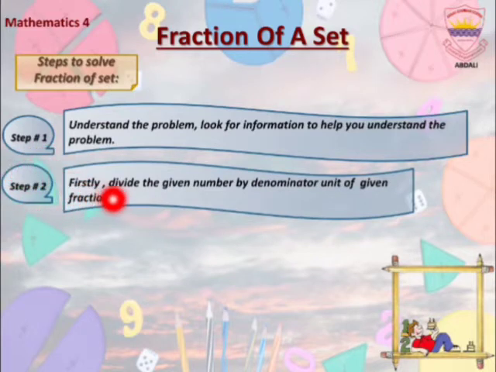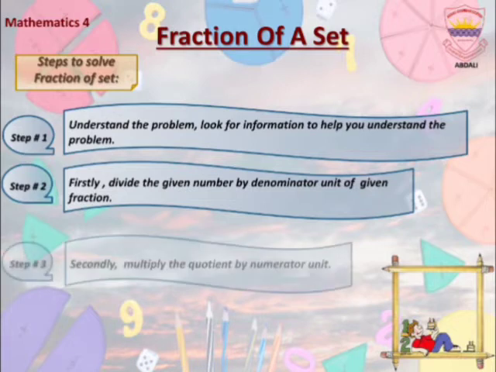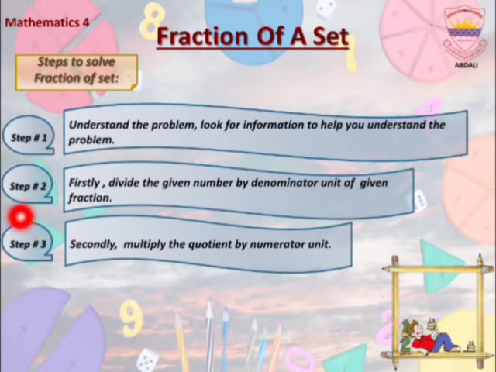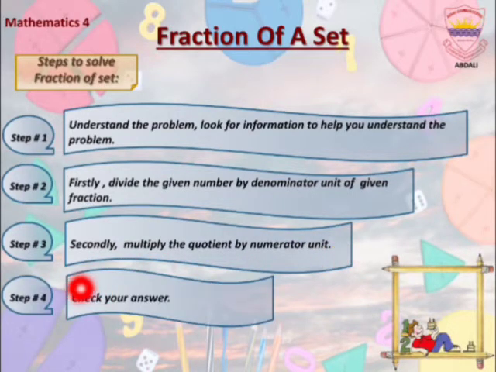Our second step is firstly divide the given number by denominator unit of given fraction. Step 3 is secondly multiply the quotient by numerator unit. Now students, our step 4 is check your answer.